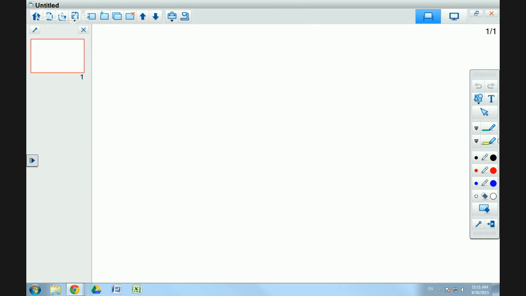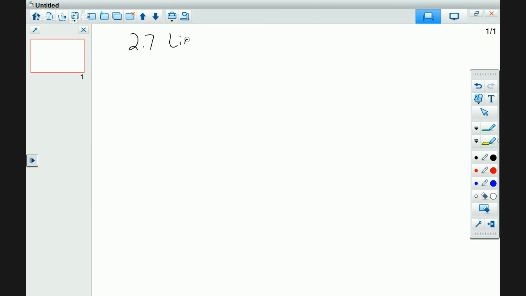So 2.7. So we've kind of touched this a little bit, but not really. We've seen a couple problems, and that's about it. So basically what we're looking at is what happens if we get way out there. Okay, or way out there.